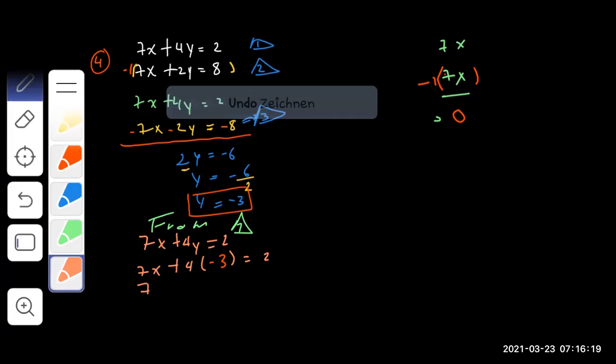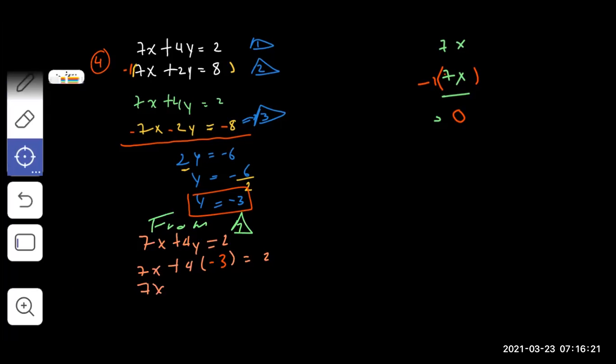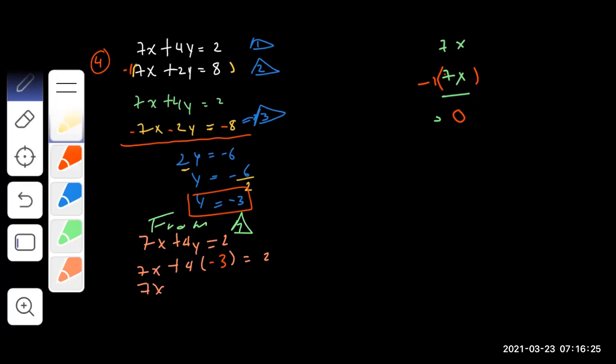Okay, 7x. And then let's use this 30 pro. 4 times negative 3, what is that equal to? 4 times negative 3, I think it is negative 12. Equals 2 on the other side. Then x needs to be alone, guys. 7x equals this negative 12, guys, on the other side will be positive 12.